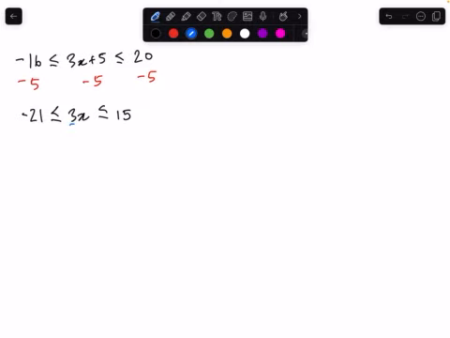Okay. And one more thing. Again, we know that if we want to get the variable by itself and we have a coefficient, a number in front of the variable, all we have to do is divide by the coefficient. So let's divide by 3 every which way. Then we have -21 divided by 3, which is -7, which is less than or equal to 3x over 3. And 3 divided by 3 is 1, so we have 1x, or just x, which is less than or equal to 15 divided by 3, which is 5.